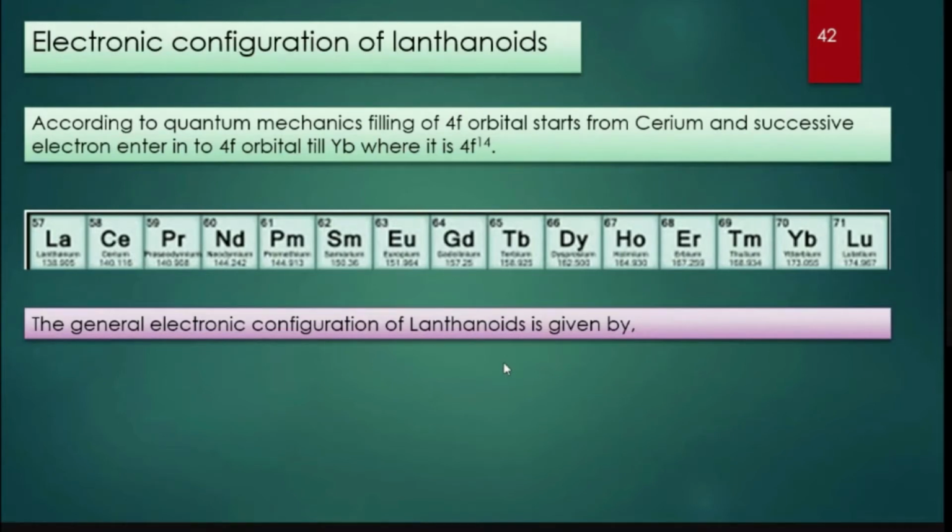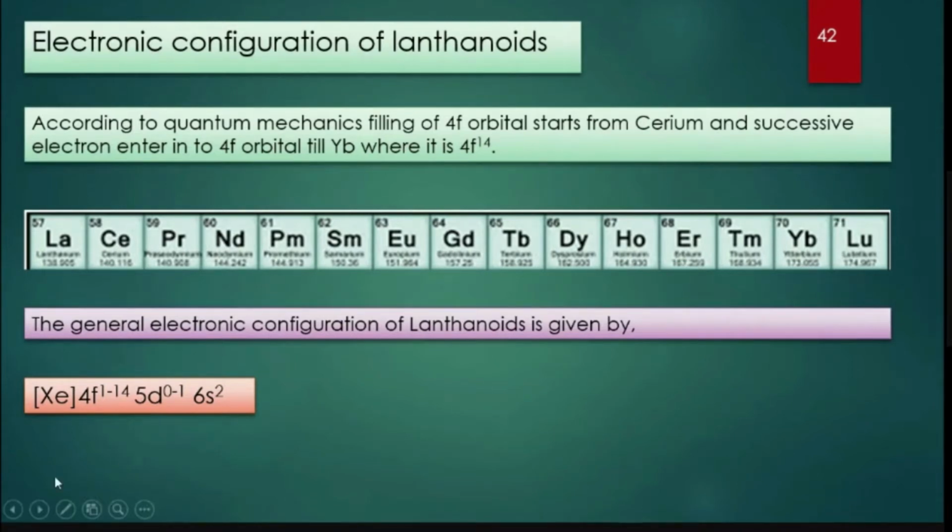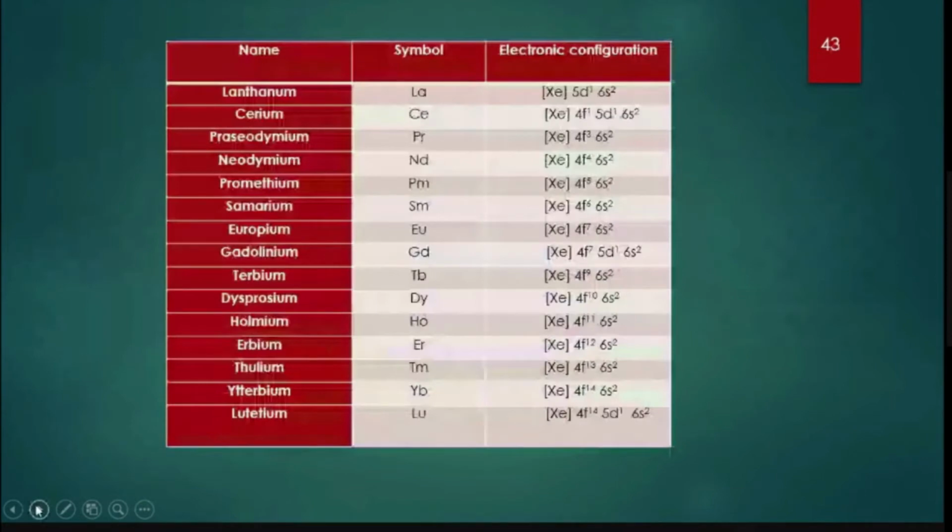What is the general electronic configuration for lanthanides? So far you are aware of the general electronic configuration for D block elements, right? Similarly, even for the lanthanides we have a general electronic configuration, which can be written as xenon core 4f1 to 14, 5d0 to 1, 6s2. This is the general electronic configuration for lanthanides. This is important for 1 mark.